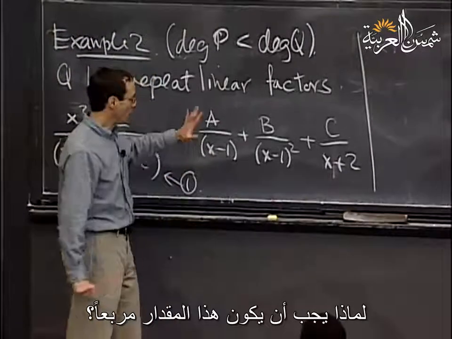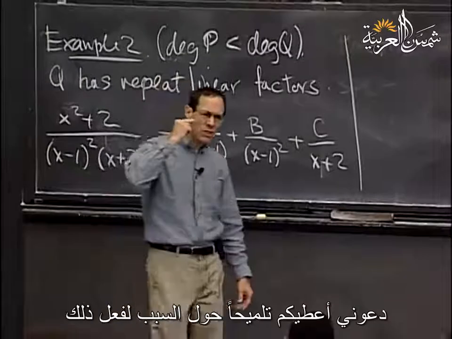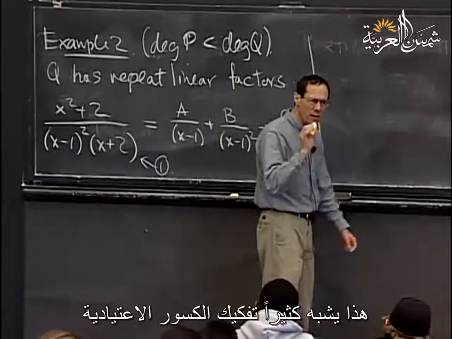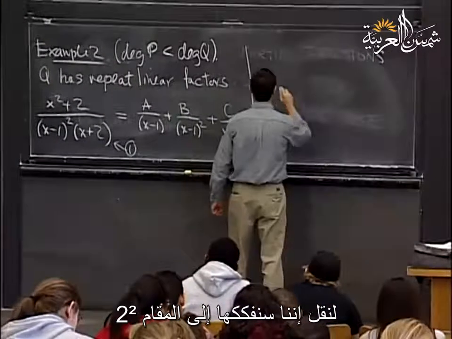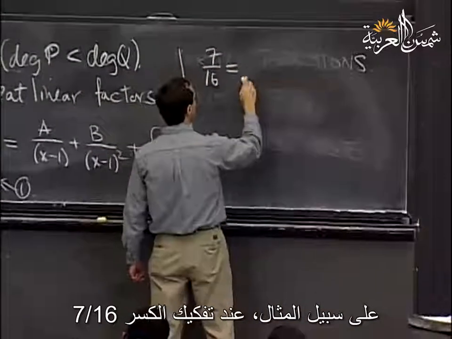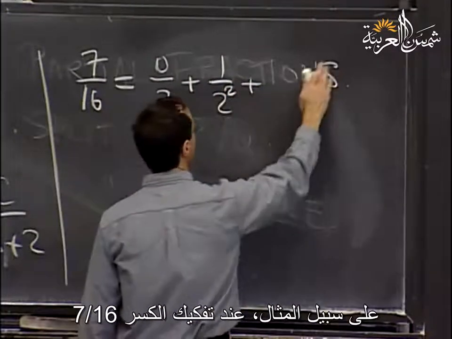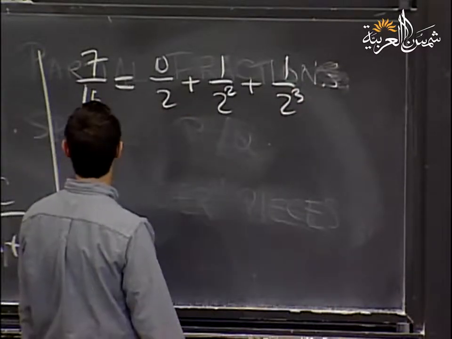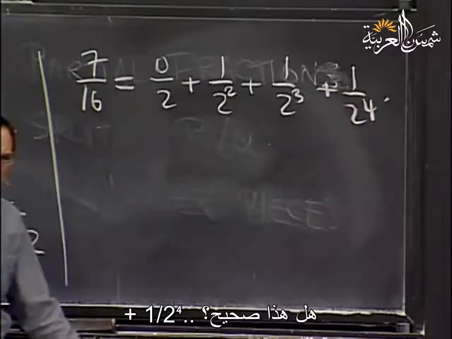Why does it have to be squared? Okay, so good question. So why in the world am I doing this? Let me just give you one hint as to why I'm doing this. It's very, very much like the decimal expansion of a number, or say the base 2 expansion of a number. So for example, the number 7/16 is 0 over 2 plus 1 over 2 squared plus 1 over 2 cubed plus, is that right? So it's 4/16 plus 2 plus 1 over 2 to the 4th. It's this sort of thing.